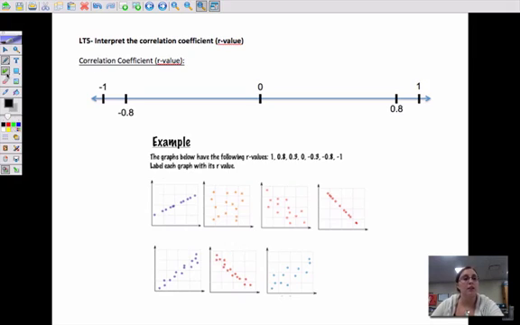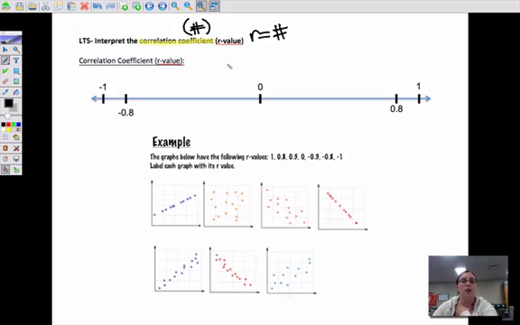All right, learning target 5 is about interpreting the correlation coefficient, or the R value. So this is our next new vocabulary word, the correlation coefficient. You've already heard the word correlation. Coefficient is just a fancy word for number, okay? And sometimes this is called the R value. So it's given to you with an R next to it, and it'll say R equal to a number, okay?